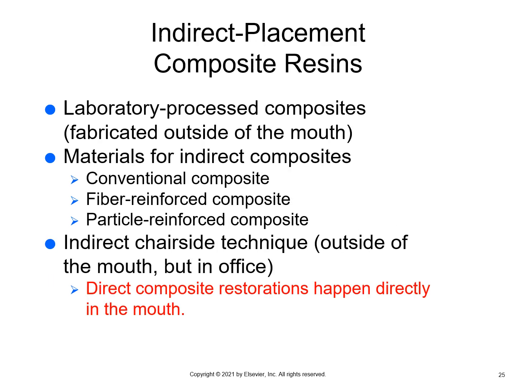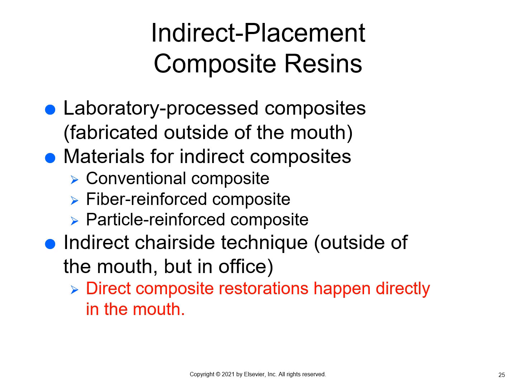Indirect placement composite resins. Now remember, something that is placed direct is done chairside in office. Something that is an indirect restoration is required to be taken to lab, fabricated in lab or outside of the mouth, and then brought and placed in the mouth. So there are laboratory processed composites, and some of the materials that are used for these indirect composites would just be the conventional composite material, fiber reinforced composite, or particle reinforced composites.